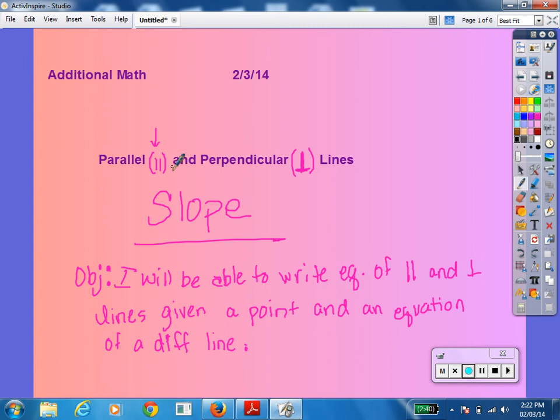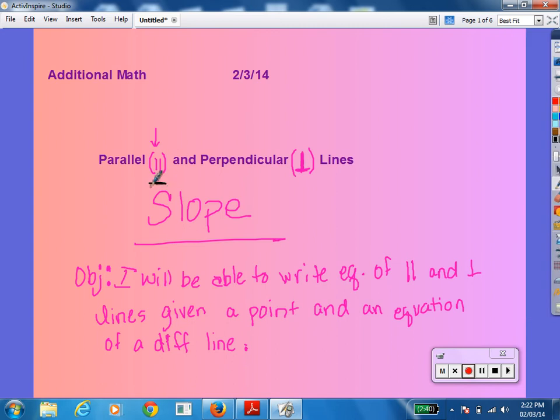First, I'd like to point out that this is the symbol for parallel. So if you see this, it says parallel. This is the symbol for perpendicular. So when you see this upside down T, that's the symbol for perpendicular. Let me tell you this. It's all about the slope. Parallel and perpendicular is all about the slope.